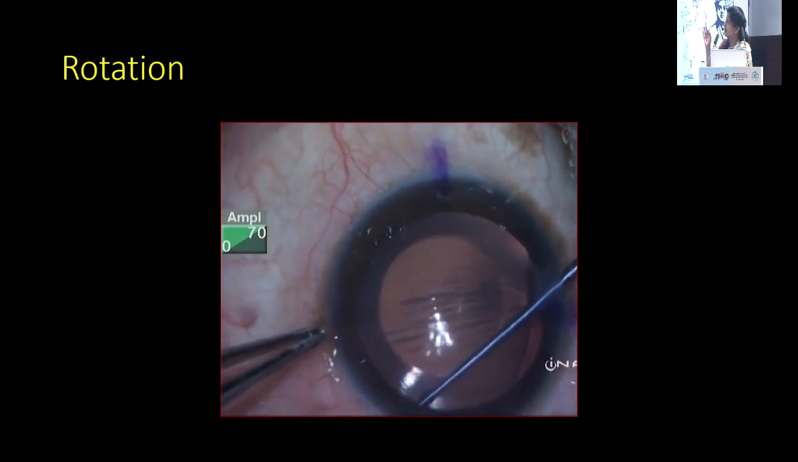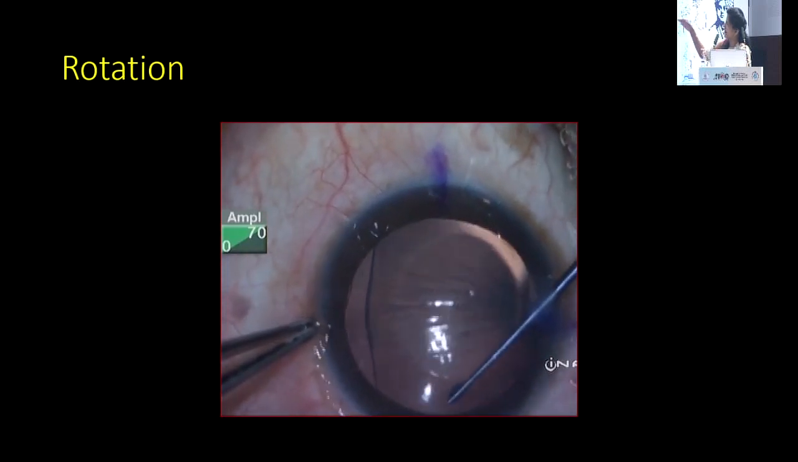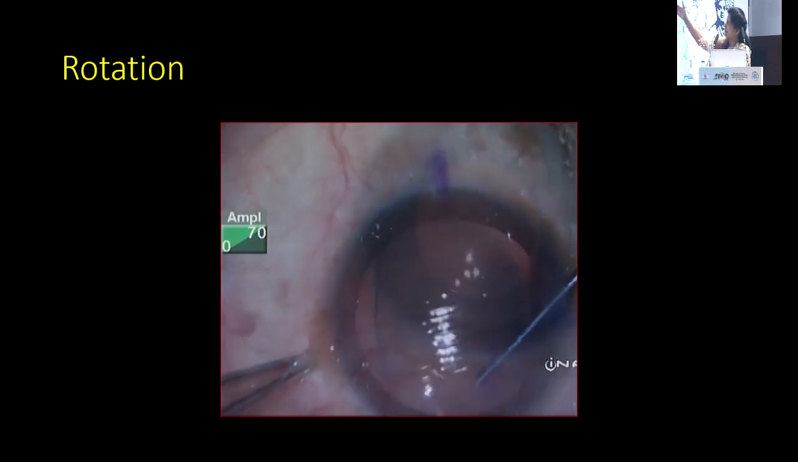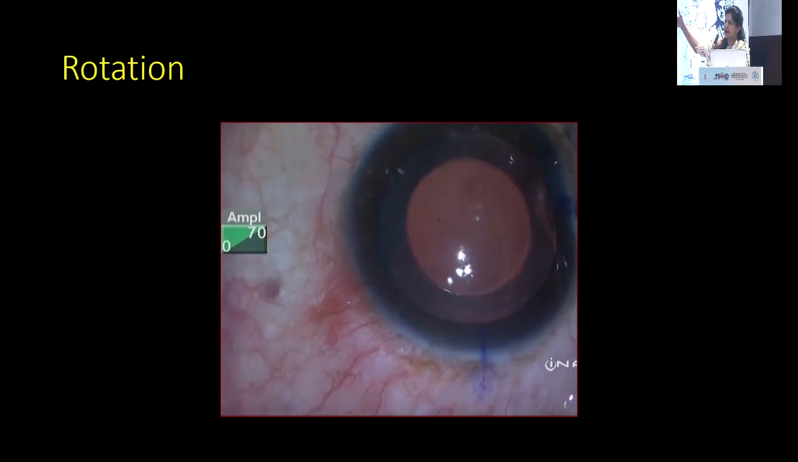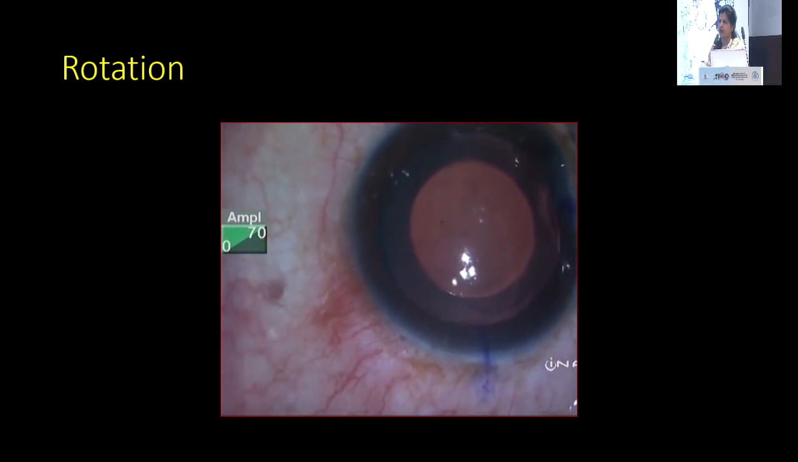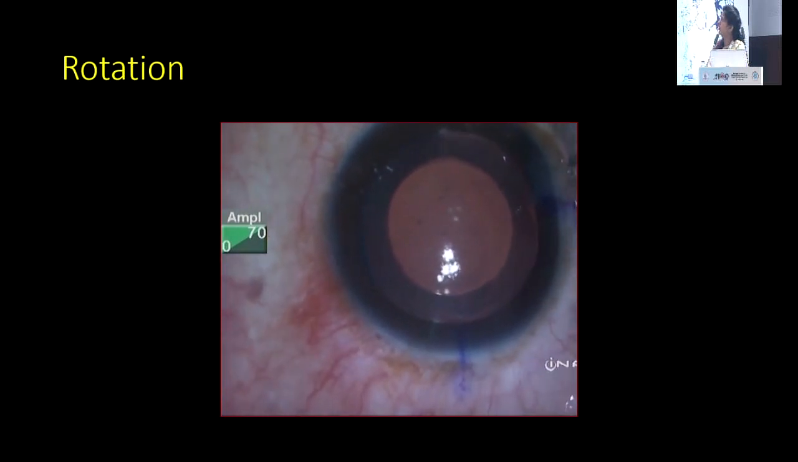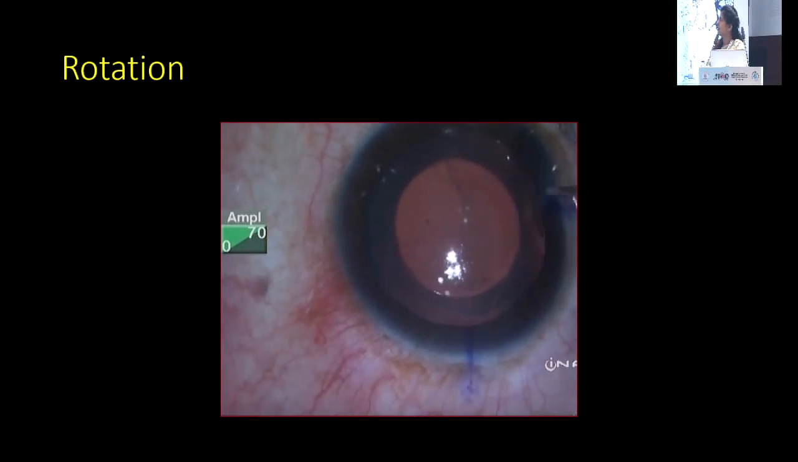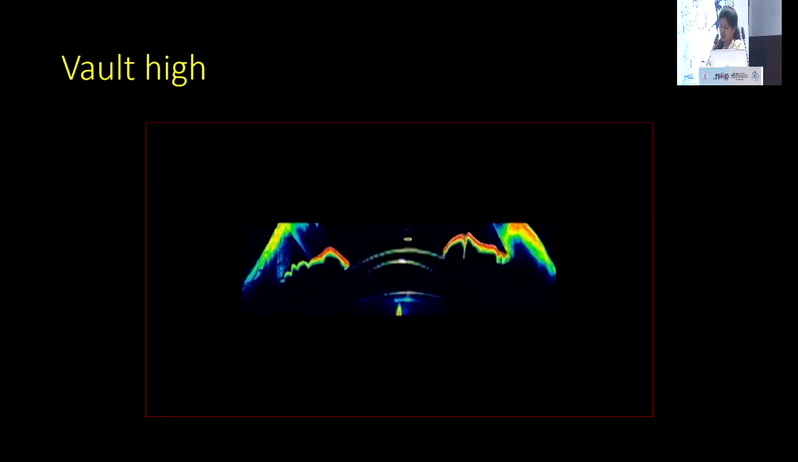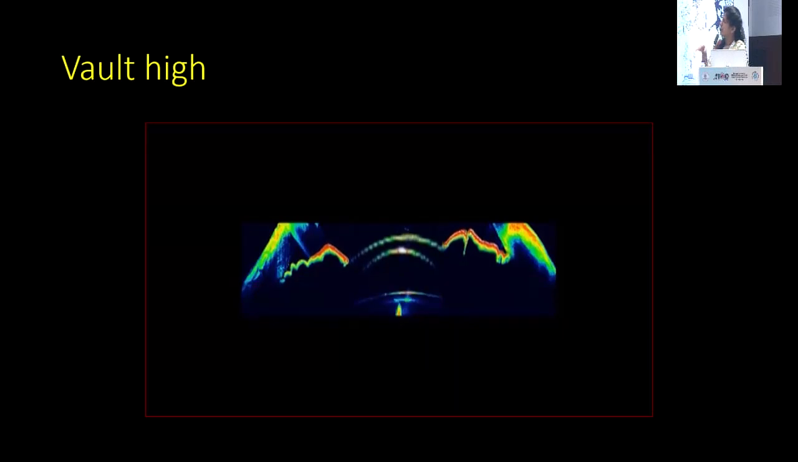So it's very important that the lens be rotated back, and that is done by gently lifting one haptic at a time and tucking it in, because the haptics are in close proximity to the zonules and we don't want to damage the zonules. So once the lens comes back to its position, then we can exit. So a high vault and a low vault are equally bad.